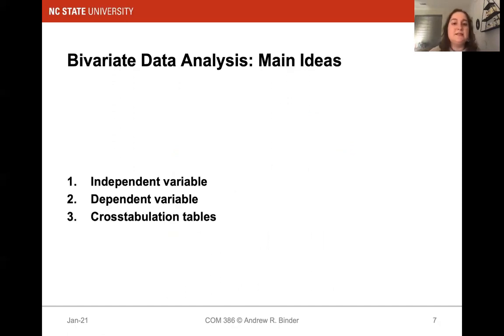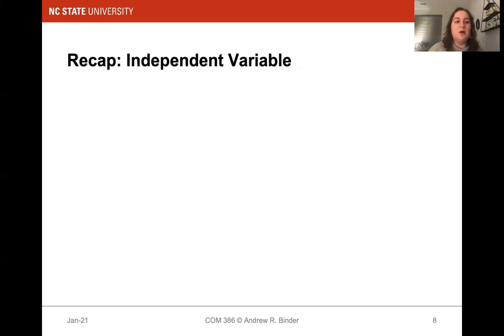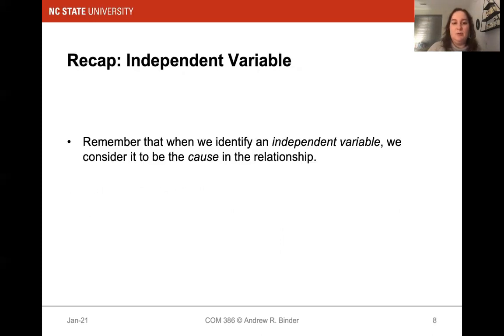A couple of ideas to keep in mind when discussing bivariate data analysis are what an independent variable is, what a dependent variable is, and what cross-tabulation tables are. Y'all seem to be fairly familiar with all of these terms already, but we'll talk a little more about what they mean in this presentation. To recap, an independent variable is considered to be the cause in the relationship. Going back to that NFL example, it's the total team salary. Total team salary is affecting the wins that these teams have.